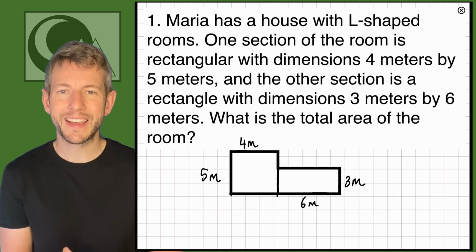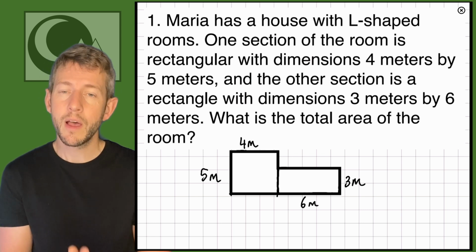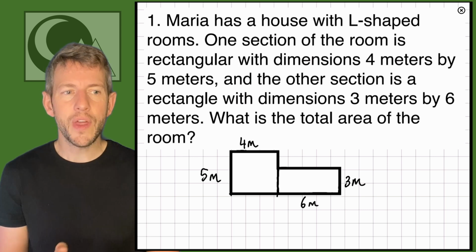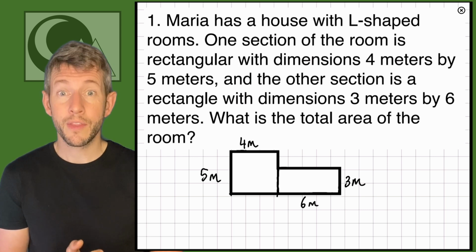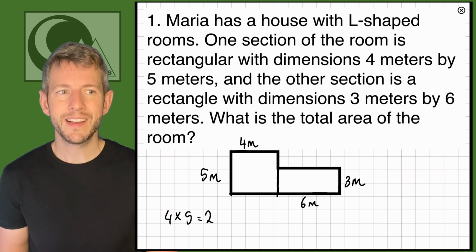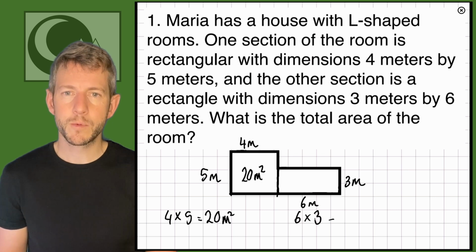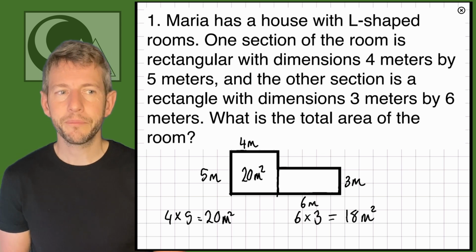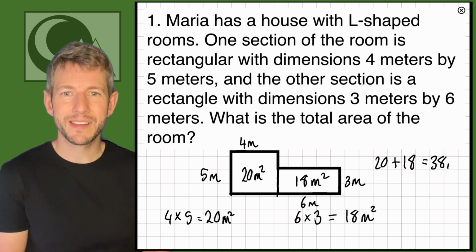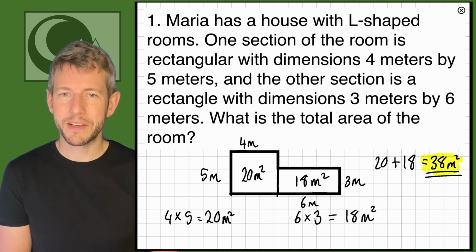Now, this is actually very straightforward. We're going to work out both of these rectangles by simply doing length times width. So let's do that first, and then I'll come back to the question to talk about the shape a bit more. So if we do 4 times 5, that's 20. So I'm going to put 20 metres squared here. 6 times 3 is length times width for the other one, so that's going to be 18. 20 add 18 is going to equal 38 metres squared. So this room is going to have an area of 38 metres squared.